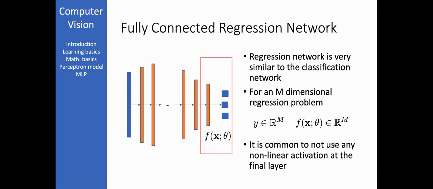When I'm trying to solve regression problems with neural networks, well, things don't change that much. A regression network is very similar to a classification network. If I'm looking at an m-dimensional regression output, I basically use exactly the same network. This time I output again just m values, but I don't have to feed them through a nonlinearity function such as the softmax. I simply can read off the values. And it's again common to not use any nonlinearity activations at the final layer.